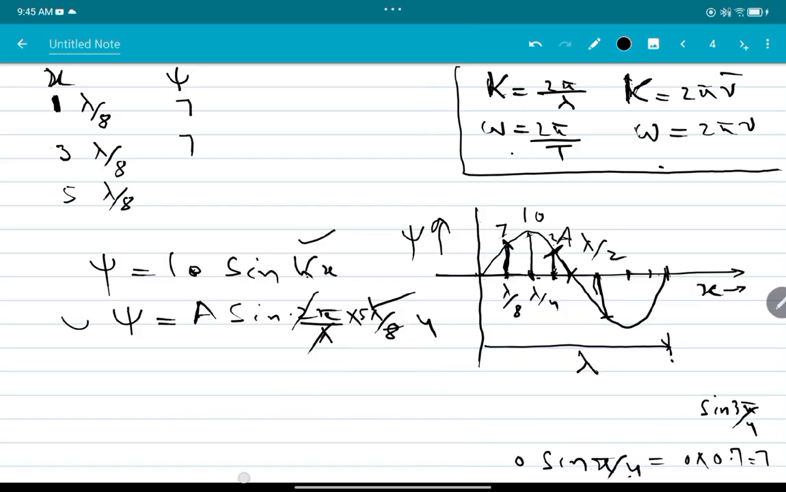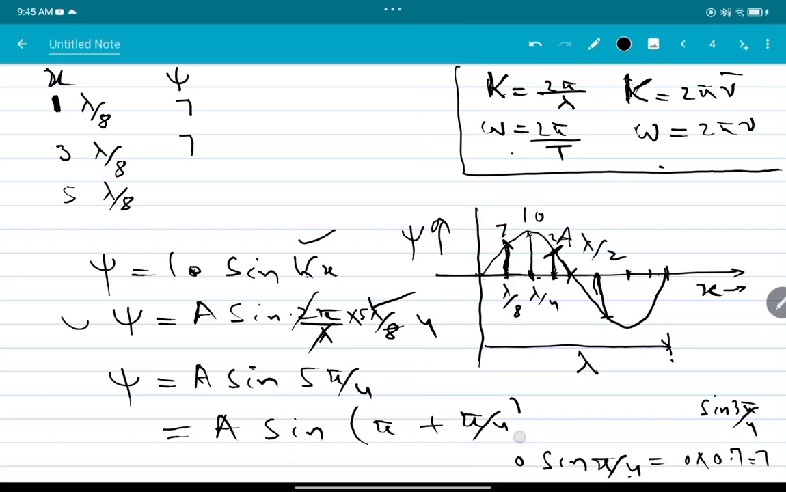And psi equal to A sine 5 pi by 4. That is equal to A sine (pi plus pi by 4), pi plus pi by 4. That is equal to A sine. Sine will remain sine, but pi by 4.